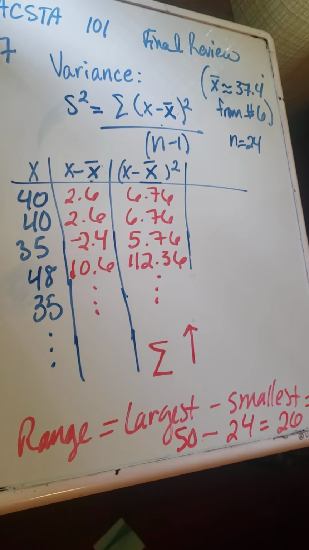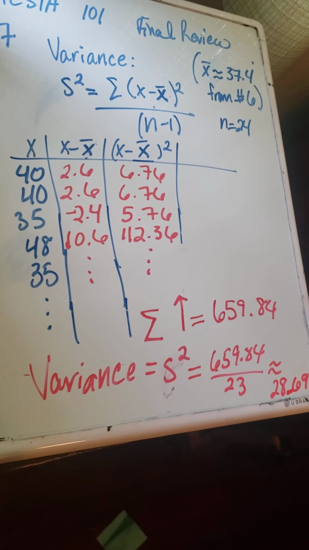The variance for a sample is s squared. Remember, for a population, it's sigma squared. So this is going to be the sum of the x minus x bar squared, which is 659.84, divided by n minus 1. N is 24, so we're going to divide by 23. If we do that, we get approximately 28.69. So that's by hand, using the table and the formulas that we went through in class.